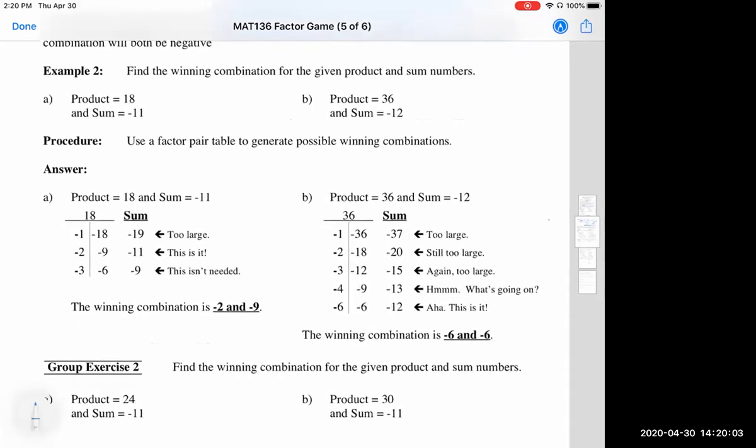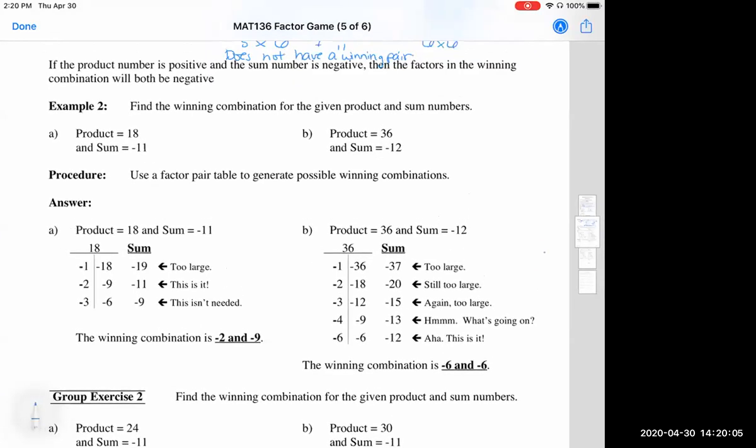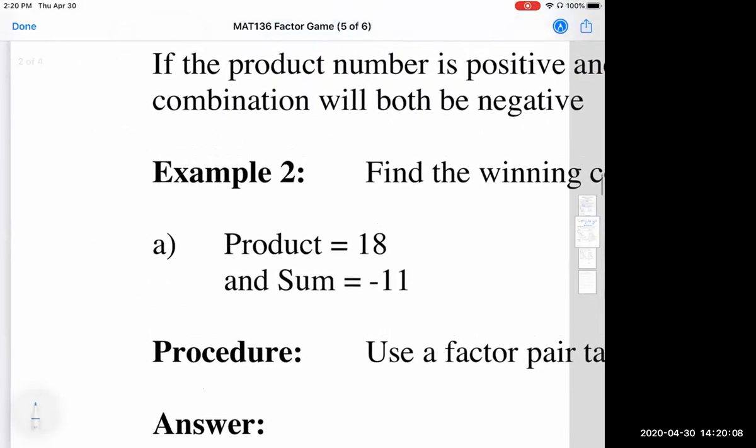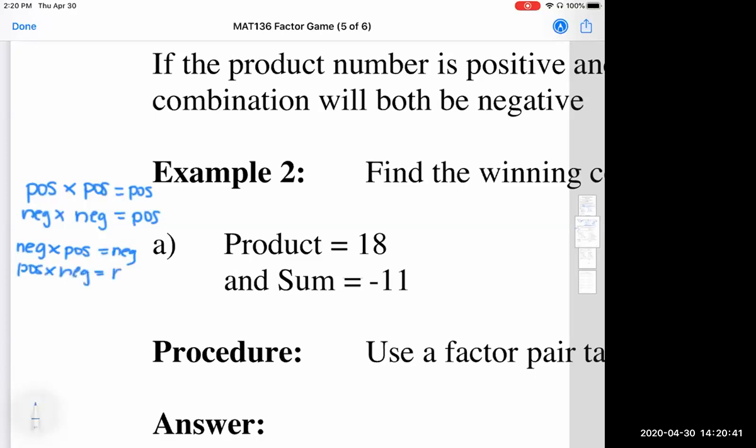So here we have an example. We want to think of two numbers to when I multiply them, I get positive 18, and when I add them, I get negative 11. All right, if that's the case, keep in mind that a positive times a positive gives you a positive. A negative times a negative gives you a positive. And a negative times a positive gives you a negative. And a positive times a negative gives you a negative.